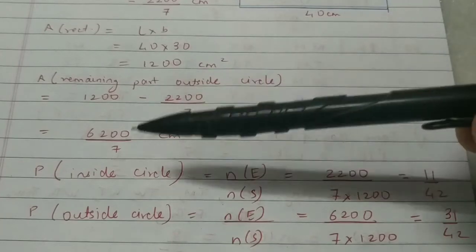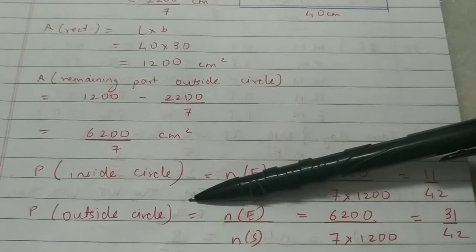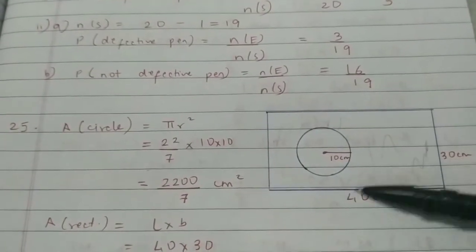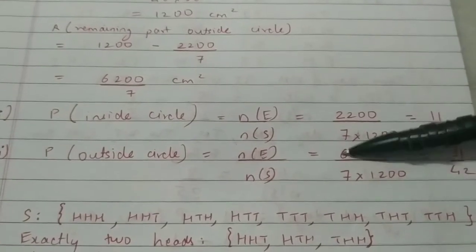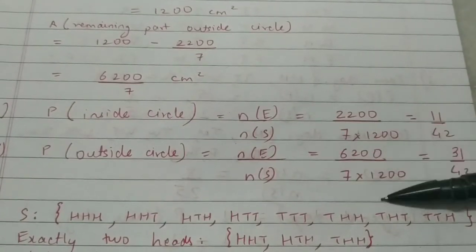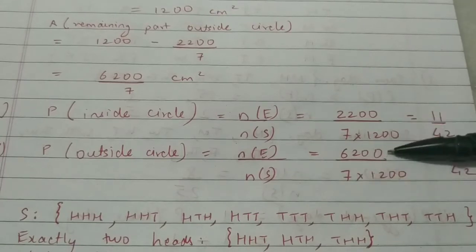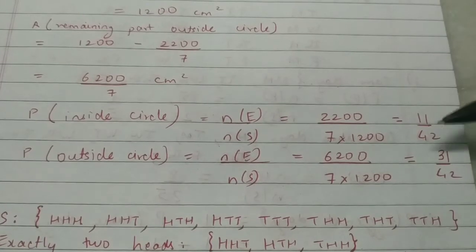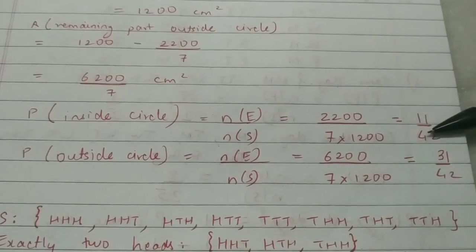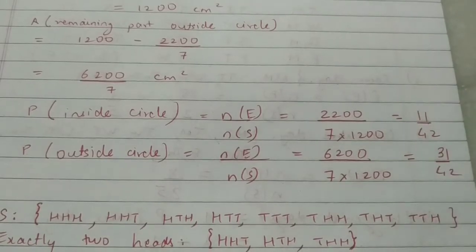And what is the probability that the dice falls outside the circle? Well, that will be the outer area upon the total area. So that will be 6200 upon 7 upon 1200. The numerator's denominator goes to the denominator, and we get the answer as 31 upon 42. Or you could have simply done 1 minus 11 upon 42, because these two are complementary events. So their sum will be equal to 1.